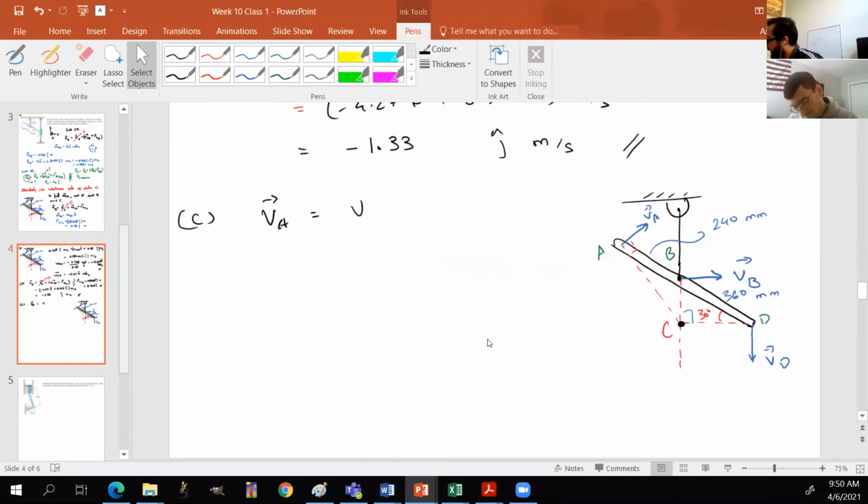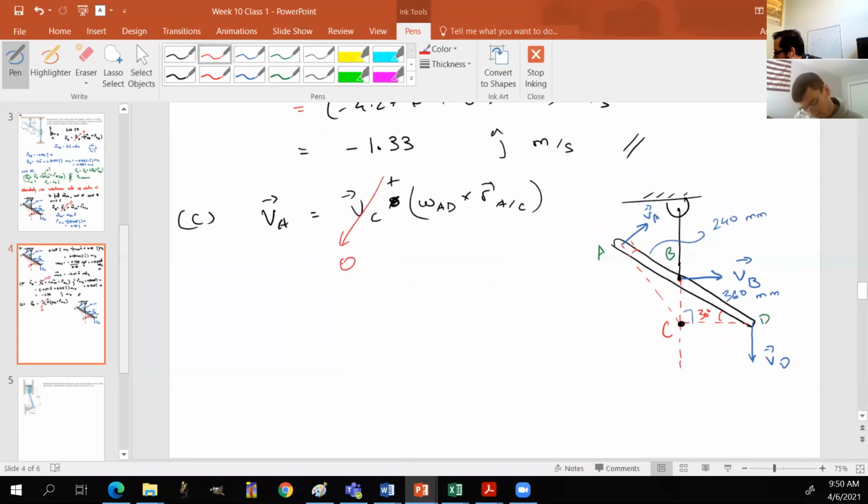Okay, so here we say that V of A is equal to V of C plus omega AD crossed with R of A relative to C. Instantaneous center of rotation, V of C equals 0. So here, the trick is that we really just have to find R of A relative to C.